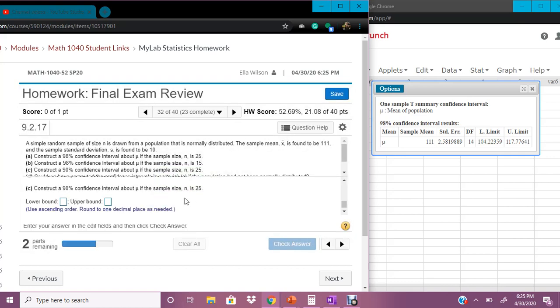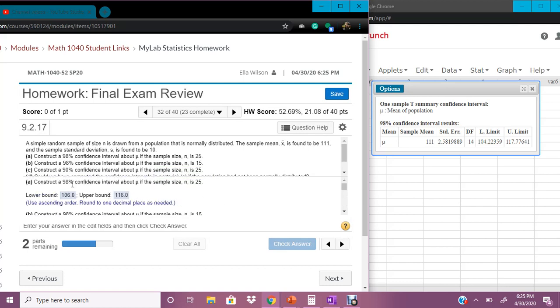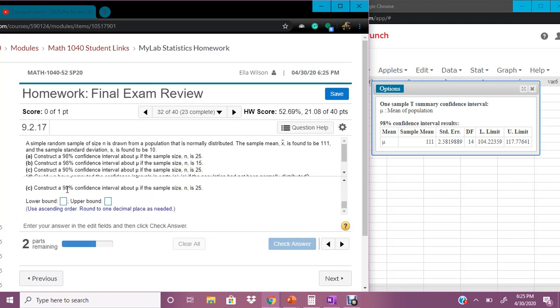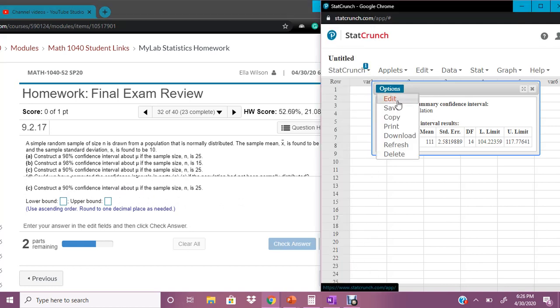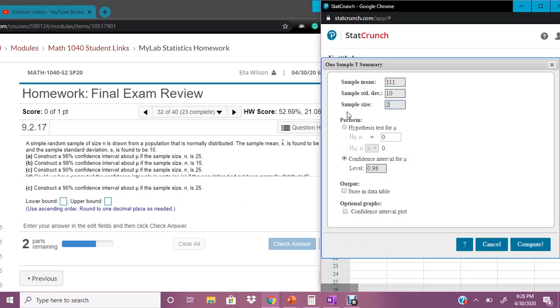Now this is the same thing as the first one that we solved, except now we're looking at a 90% confidence interval. So edit, we're going to change this back to 25 and change this to 90.